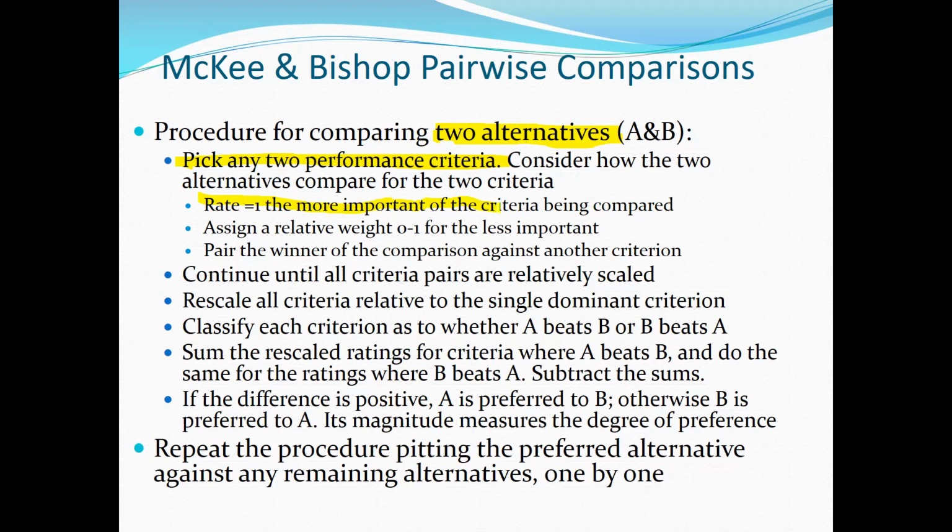Then pair the winner of the comparison against the other criteria. So whichever one has the rate 1, you compare to the next one, and then assign 1.0 to the one that's most important to you. So you assign one of those criteria to be weight 1.0, and then you assign something lower than that value to the other one.